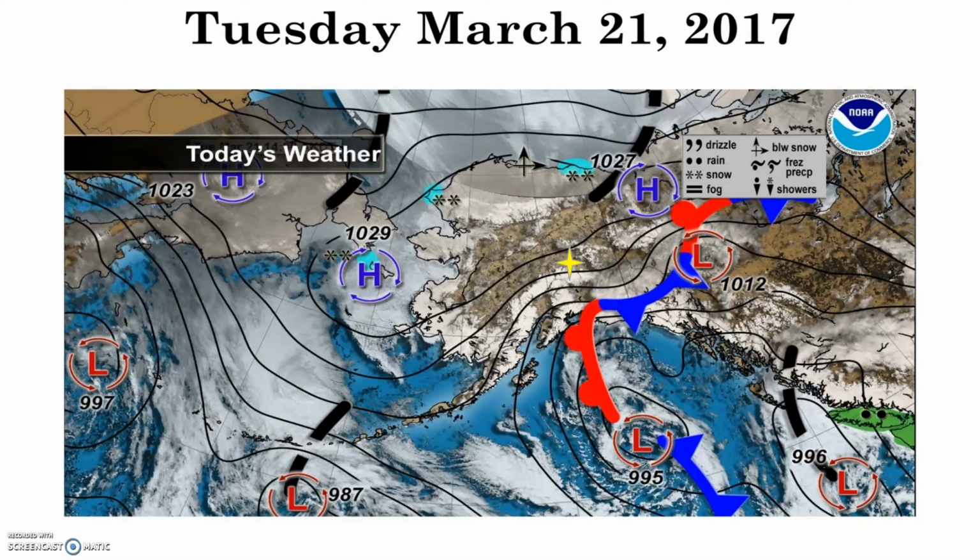Here is the weather map for Tuesday, March 21st. I tried to mark Fairbanks' general location with a yellow star there. Tuesday, March 21st, you can see that there is a low pressure band coming up towards the Fairbanks area. This could have accounted maybe for the bit of clouds that I did observe on that day.